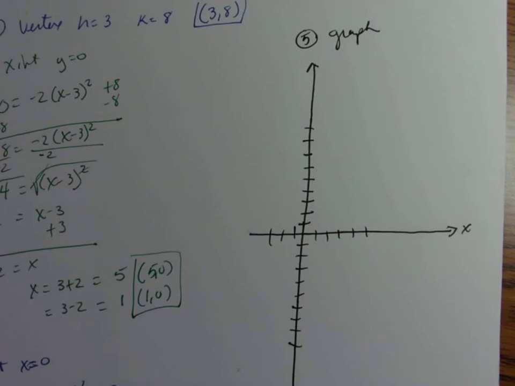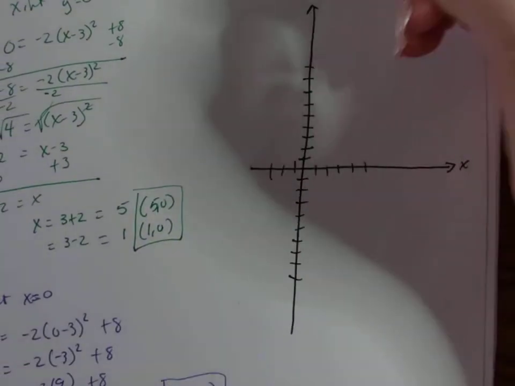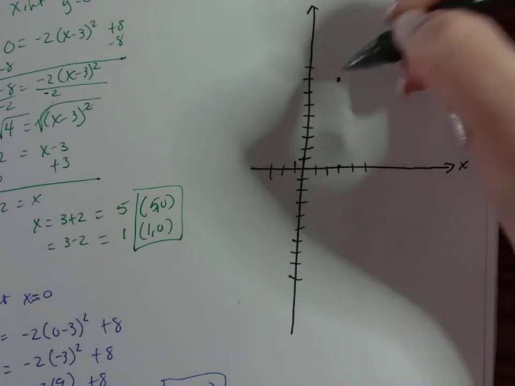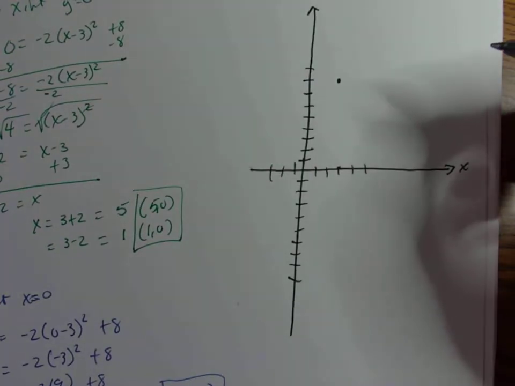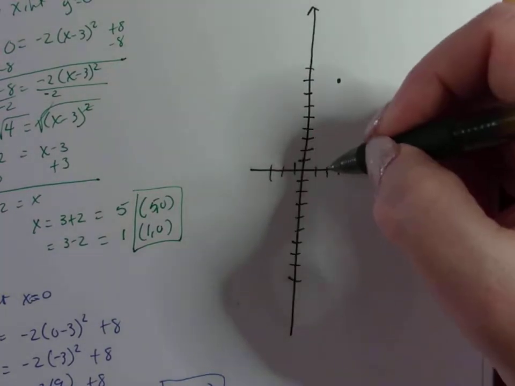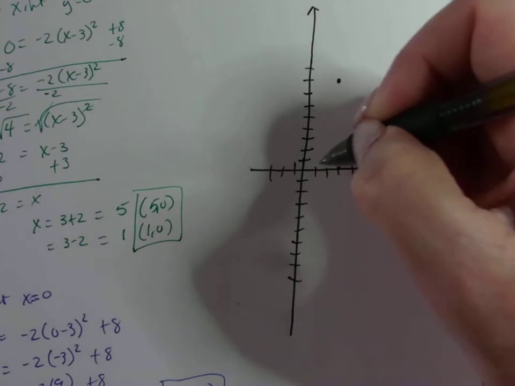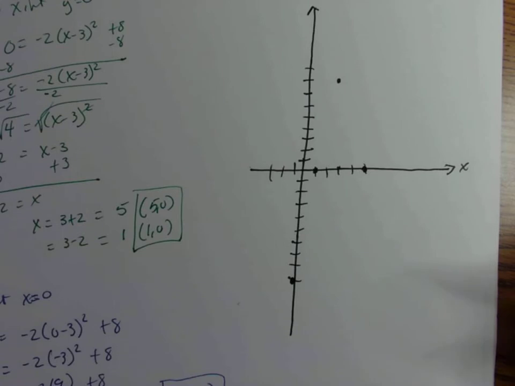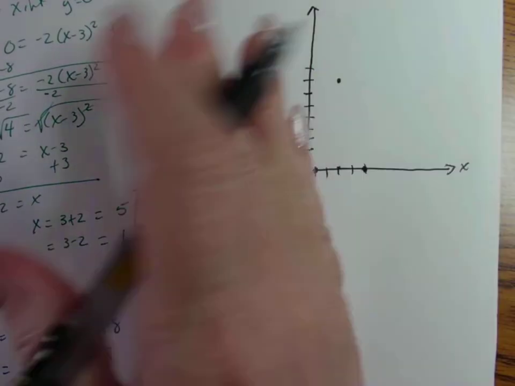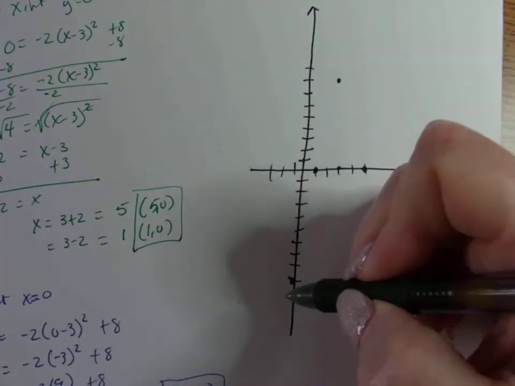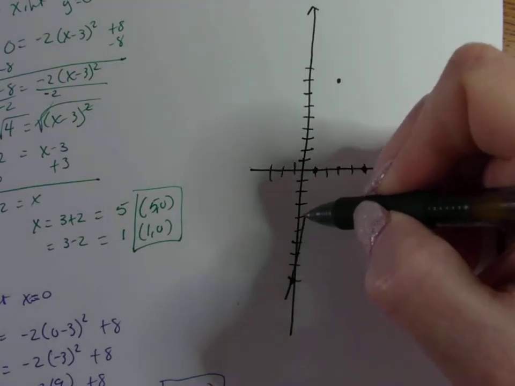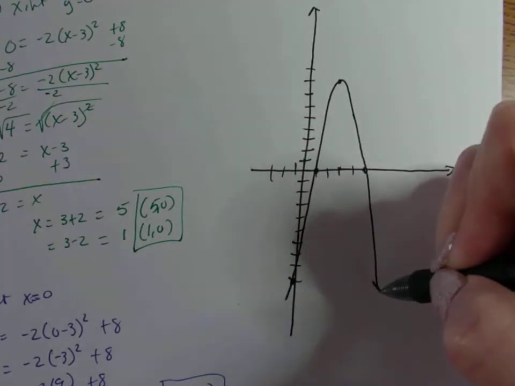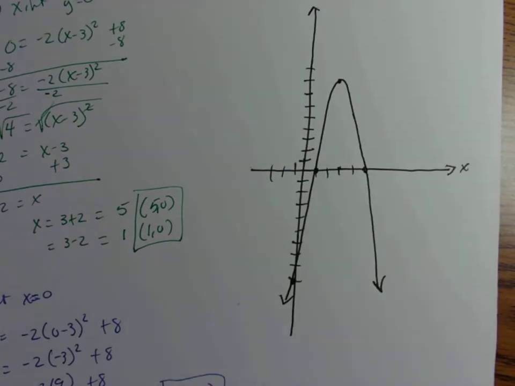Okay, so let's graph what we know. We know the vertex is (3, 8). And we know that the x-intercepts are at 5 and at 1, and the y-intercept is at negative 10. We also know that this is a parabola, so it should be somewhat symmetric, which can help us graph it. So we're going to grab our vertex, come back down, and make it look somewhat symmetric.